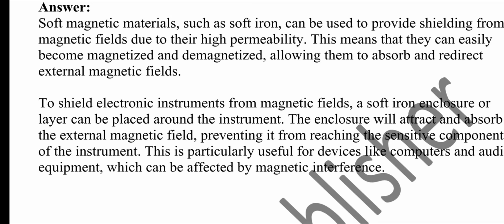To shield electronic instruments from magnetic fields, a soft iron enclosure or layer can be placed around the instrument. The enclosure will attract and absorb the external magnetic field, preventing it from reaching the sensitive components of the instrument. This is particularly useful for devices like computers and audio equipment which can be affected by magnetic interference.